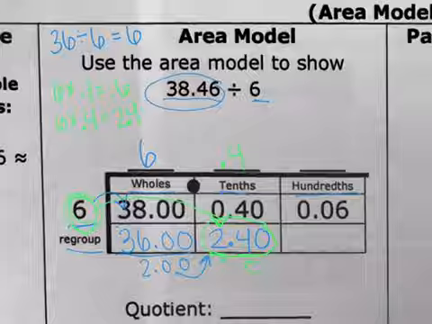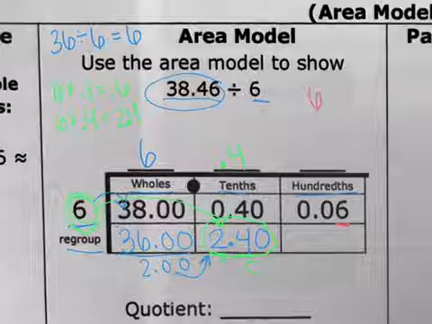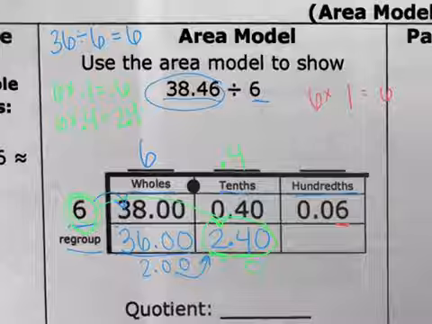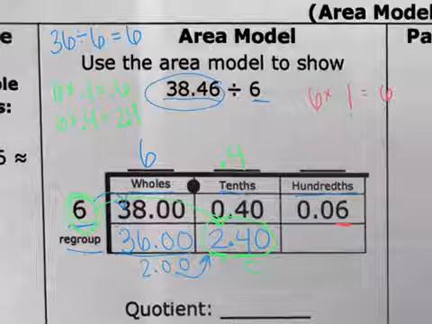Now I'm looking at my hundredths place, and I want to know, okay, how many groups of 6 are there in 6 hundredths? Well, if I took 6 and multiplied it by 1, I know I'm going to get that ideal digit that I want, that's 6. But this 6 is not in the same place value as what I get when I multiply 6 times 1.